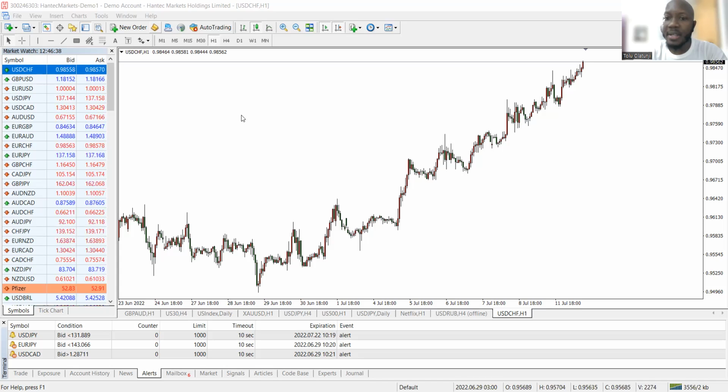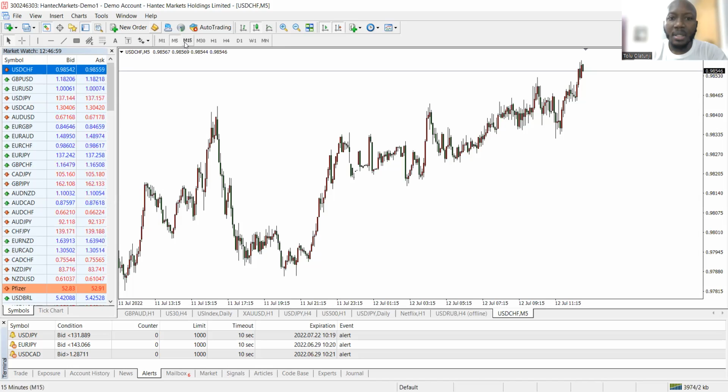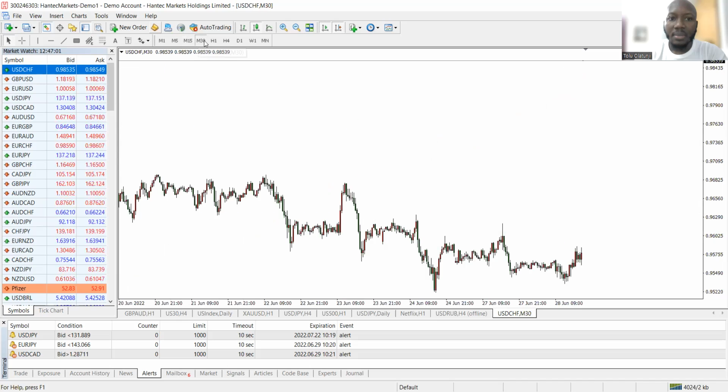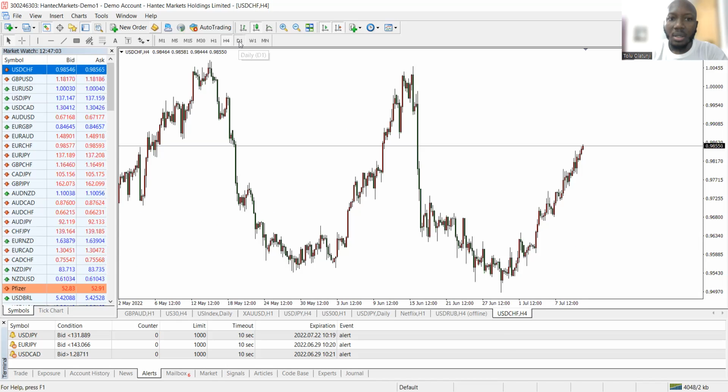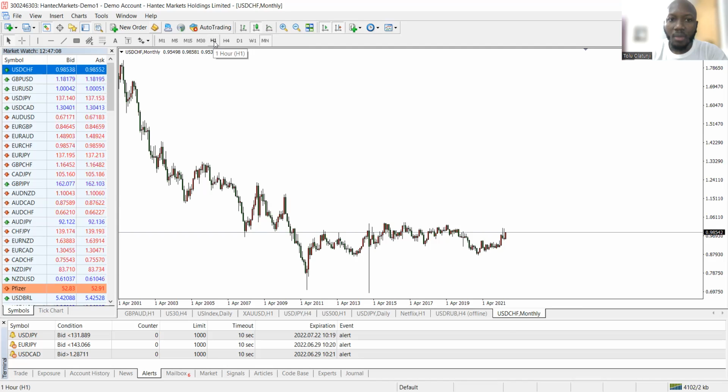If you look at what we have right in front of us, it is a particular instrument, the USD CHF. I'm going to flip through these time frames because they will give you different perspectives of that same instrument. Presently it's on 1 hour, and you can see the 1 hour is an uptrend. If I go down to 1 minute, then 5 minutes, 15 minutes, 30 minutes, 4 hours, 1 day, 1 week, and 1 month, you can see you're having different variations of these time frames.